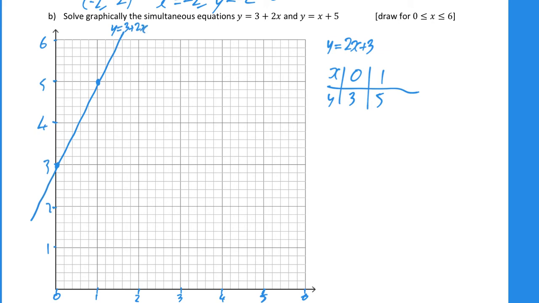Okay, can we change that in the question to y is equal to x plus 4? It just works out a wee bit nicer on the graph if we draw in y equals x plus 4.